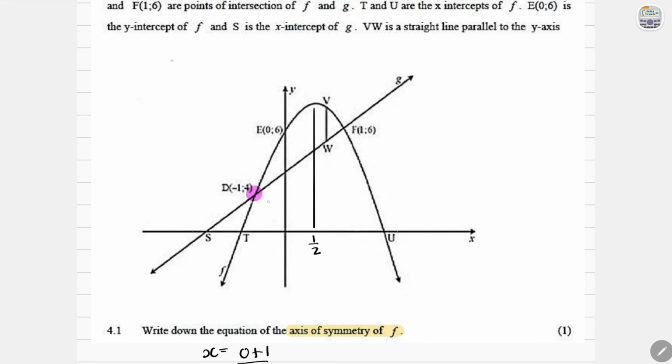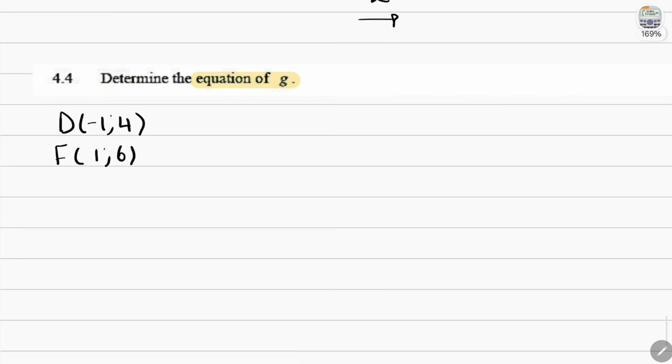It passes D, (-1, 4), and F. So we can actually use those 2 points to find the equation of this straight line. So let's put down D and F. To find the equation of the straight line, we first need to find its gradient.